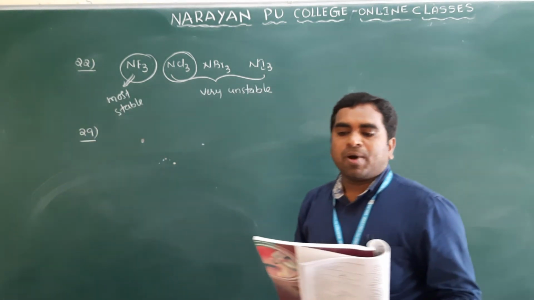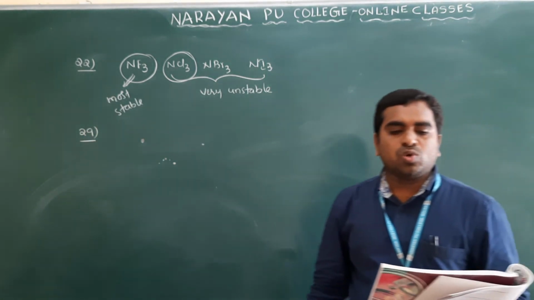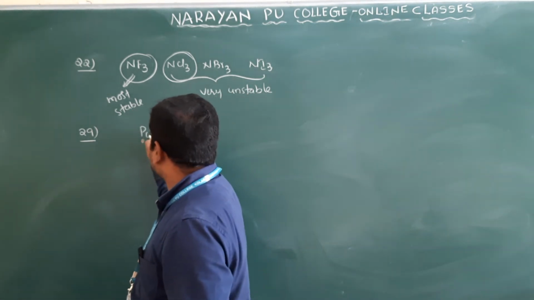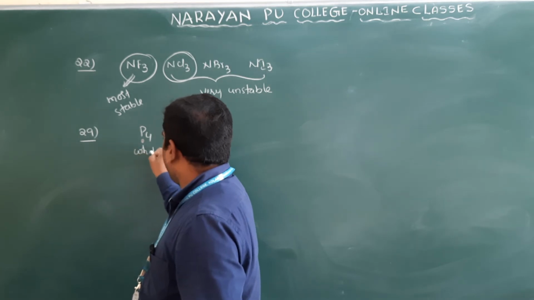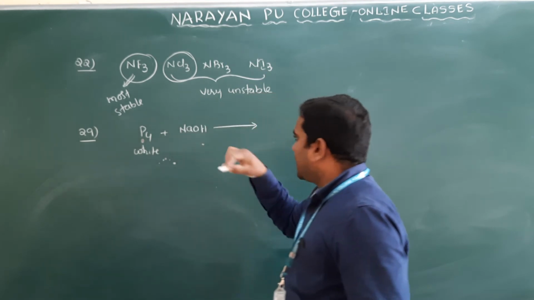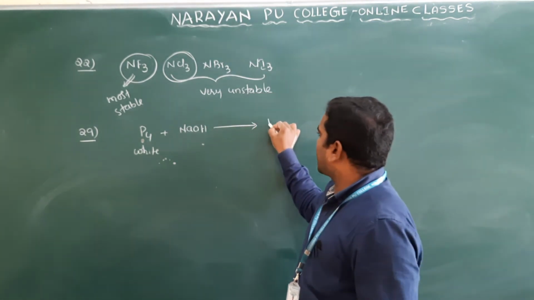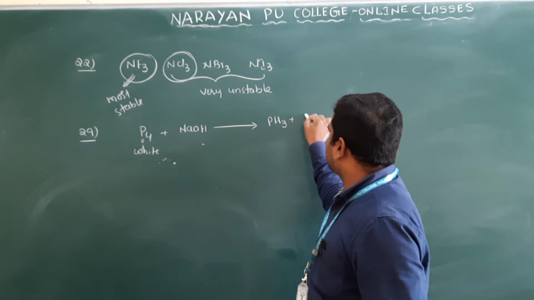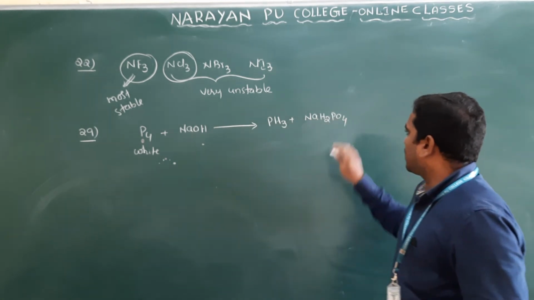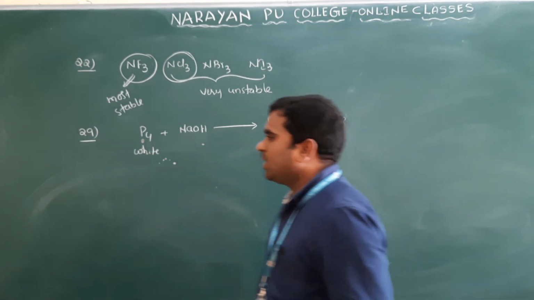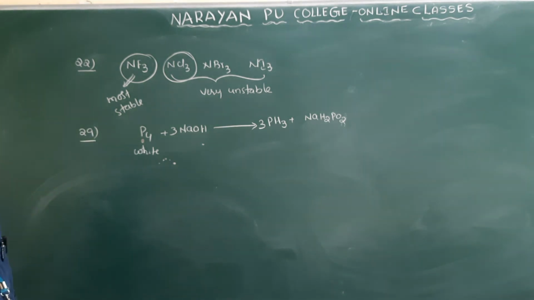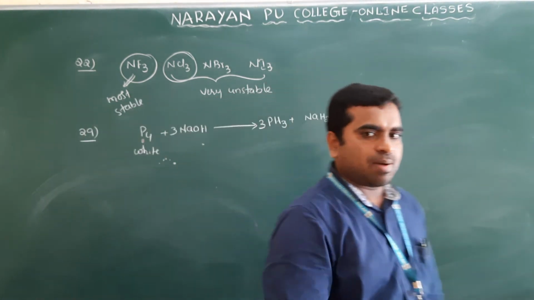White phosphorus when boiled with a strong solution of caustic soda produces what? We have discussed this previously. White phosphorus reacts with caustic soda, which means NaOH. What compound do you get? You get PH3 plus NaH2PO2. With 3 moles, we have already discussed how to balance these molecules. So this is about phosphine.